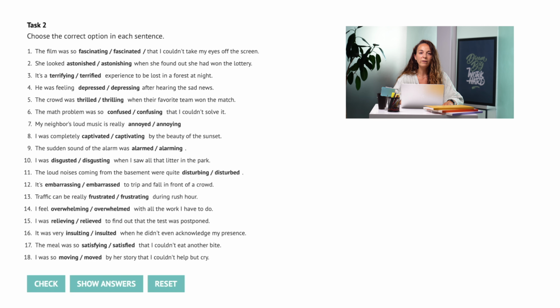In this task, we've got 18 sentences, in each of which we need to choose the correct adjective, ending with ed or ing. Let's check out sentence 1 together, shall we? The film was so blank that I couldn't take my eyes off the screen. We're talking about the film, so it means I'm going to describe something rather than talk about my feelings. So I'll go for fascinating.